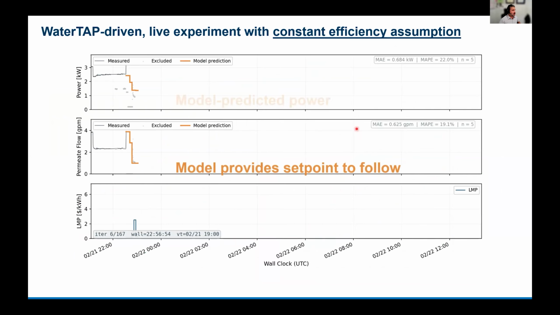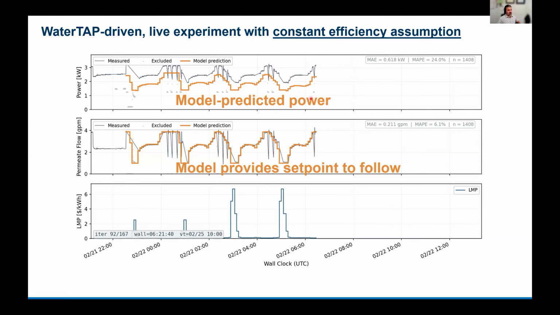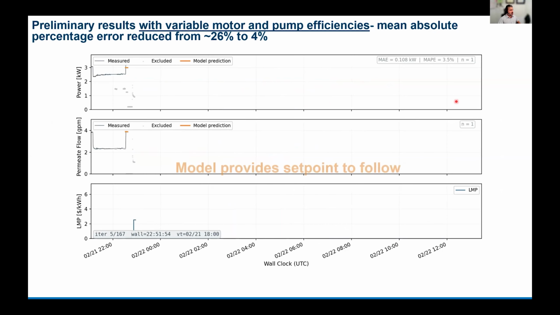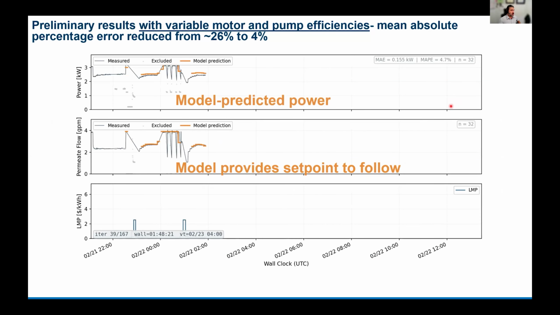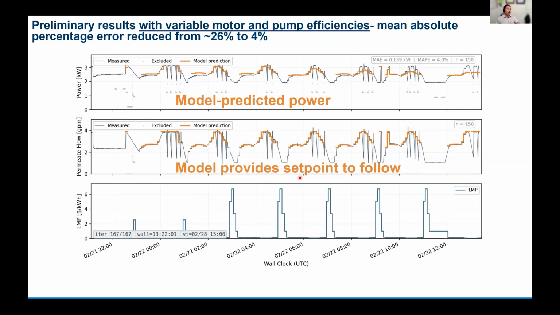And after doing that, just a reminder, this is with constant efficiency, the naive assumption. You can see the trend follows well between the model predicted power and the measured, but there's a fixed offset. And now here is when we work in variable motor and pump efficiency. One thing I will point out is that this run was done after the experiment. So I used the data from the live experiment to drive these results.